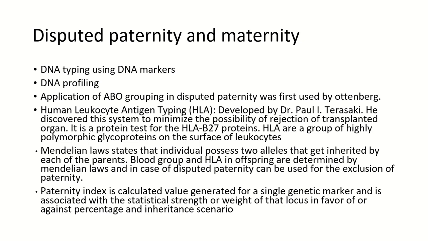Mendelian law. What is Mendelian law? Mendelian law states that individuals possess two alleles, inherited one from each parent. Blood group and HLA in offspring are determined by Mendelian law. The two alleles, one will be from the mother and the other from the father. So blood group is also made 50% from the female and 50% from the male, and HLA is the same. So in disputed paternity and maternity cases, this can be used.